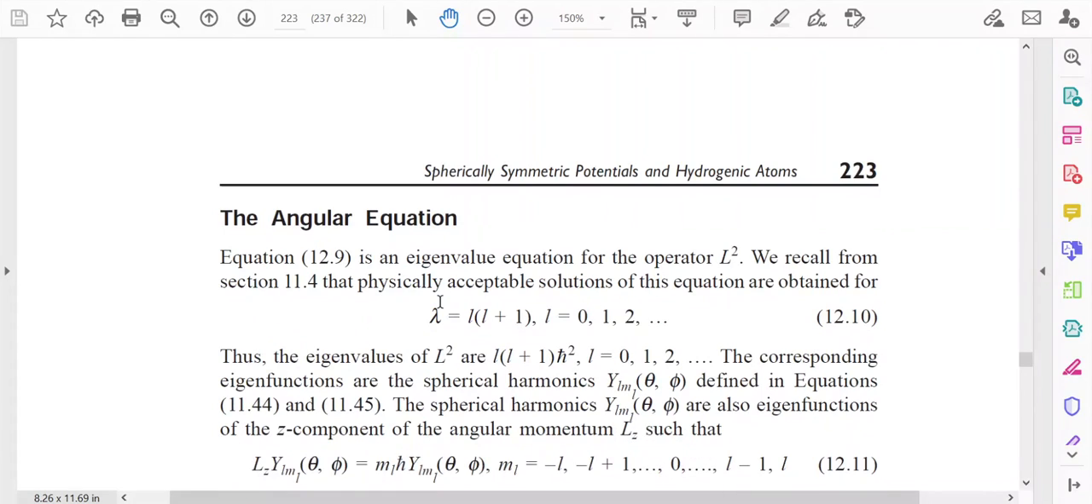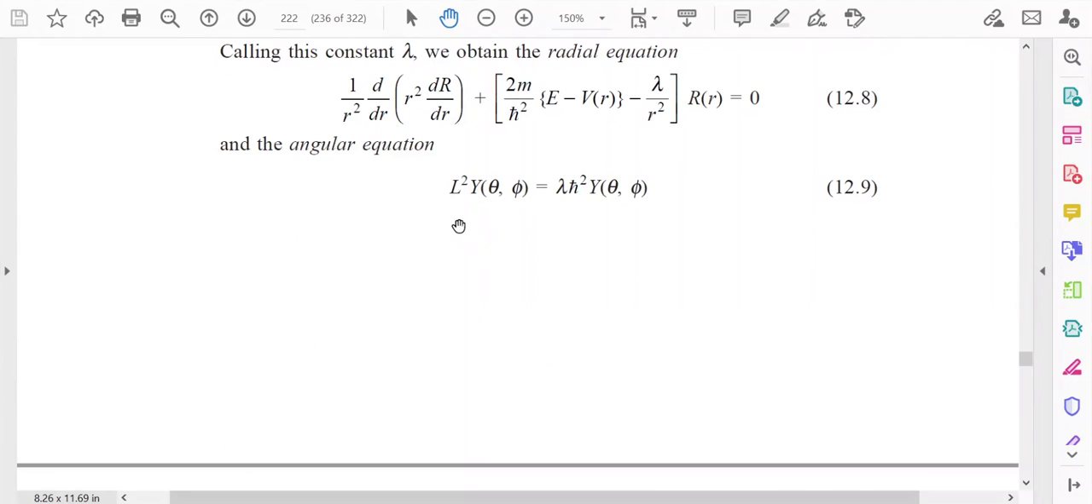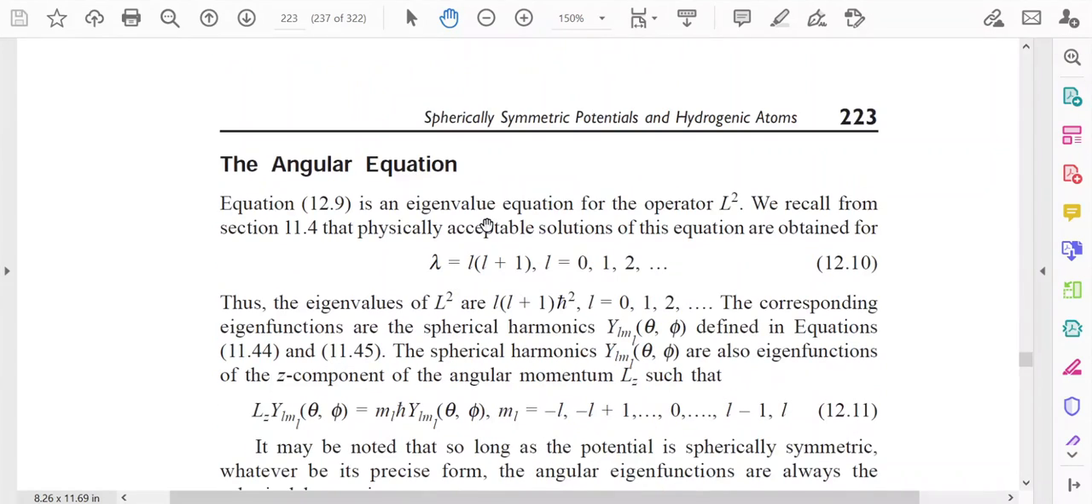Now we can recall that in our earlier lecture we have already discussed such a type of angular equation, and this equation is actually an eigenvalue equation for the operator L square. Why are we saying eigenvalue equation? Because L square into Y is equal to lambda h cut square into Y. So lambda h cut square is the eigenvalue of L square, and Y is the eigenfunction. So this is known as the eigenvalue equation for the operator L square.